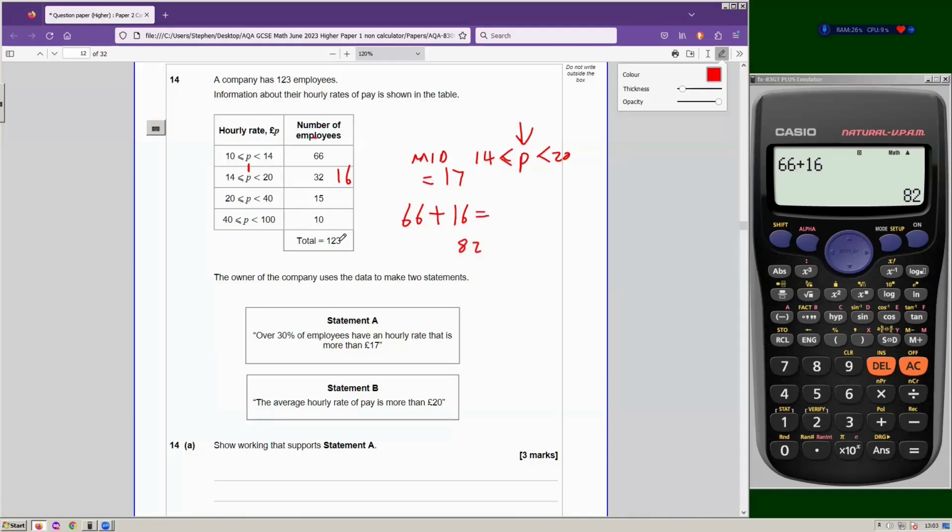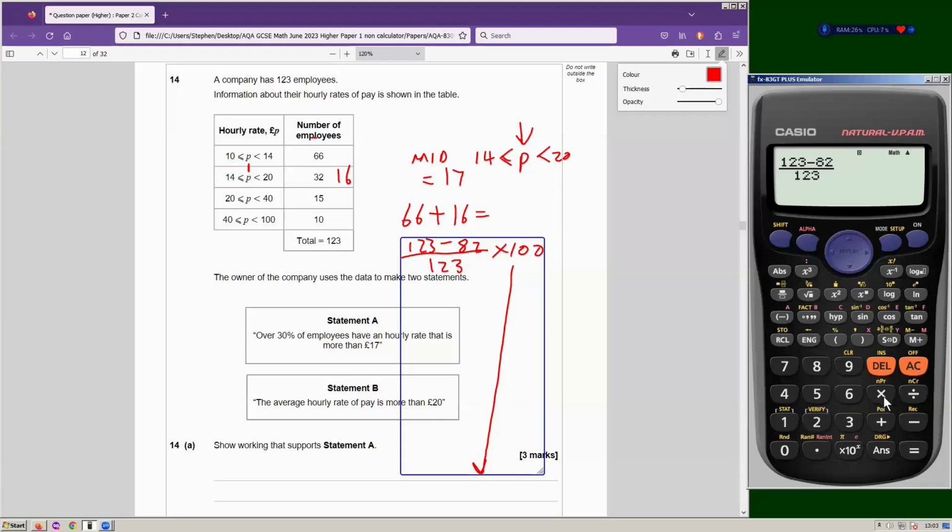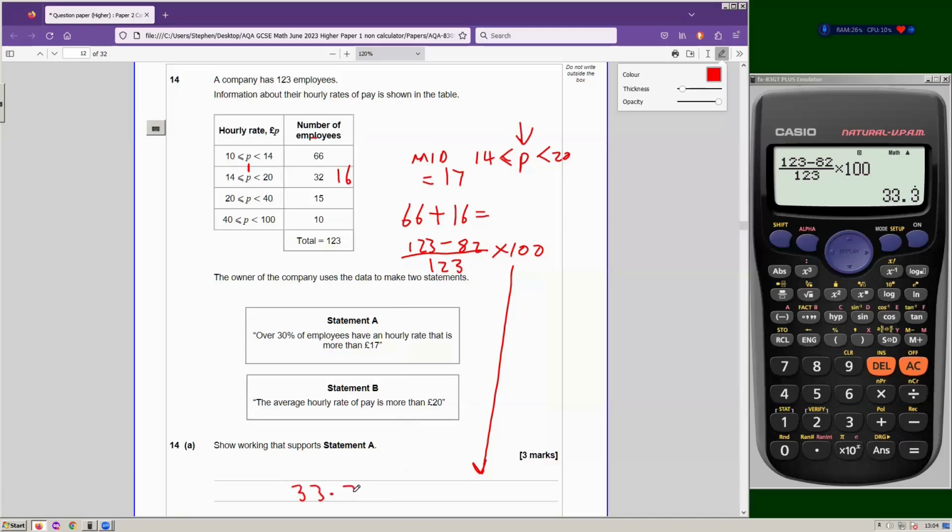But it's a total of 123. We've got to say more than 30%. So that's going to be the 123 minus the 82, because it's the ones that are more than, divided by 123, times by 100. And that's our answer for this one here, 33.3%. So that's good.